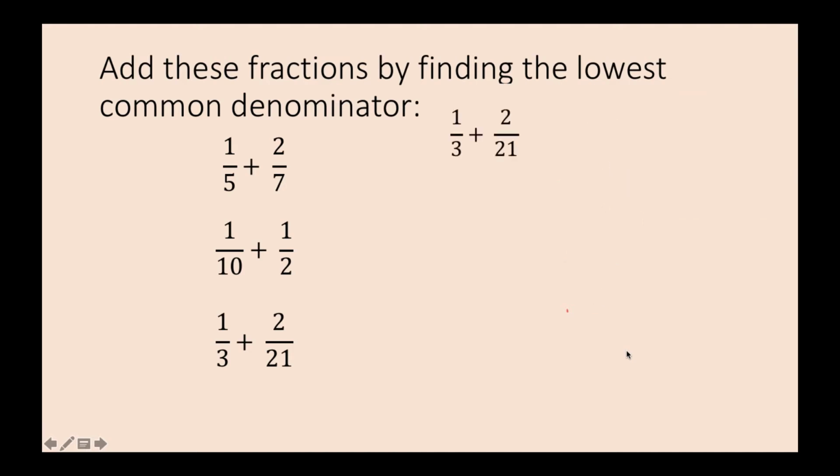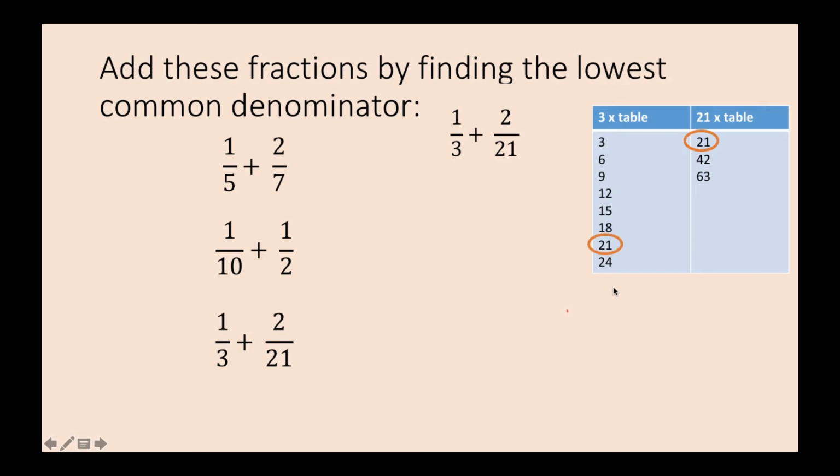So the last one we're going to do is 1/3 plus 2 over 21. Now in this one, I'm going to write down my 3 times table and my 21 times table. Now, if you look carefully, 21 appears in both. So again, that means that I don't actually have to do anything with this because it's already got 21. So all I need to do is think about what I did to 3 to get 21. And that's 1, 2, 3, 4, 5, 6, 7. So 3 times 7 is 21. So 1 times 7 is 7. And that gives us 9 over 21.